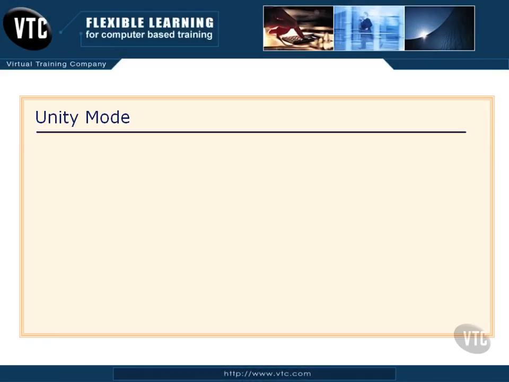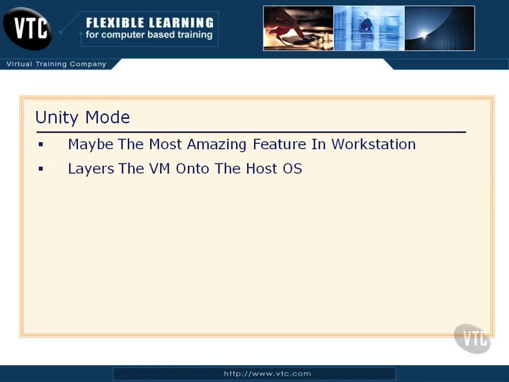In this video, I want to talk to you and demonstrate Unity Mode. Now this is probably one of the most amazing features, maybe the most amazing feature in Workstation or in the VMware products or in virtual machines anywhere, because Unity Mode lets us basically layer our virtual machine onto the host operating system. Now, the first time we saw virtual machines, it was really cool that we could load up a guest operating system in a window and run it and switch back and forth, but this takes that to another level, and this will actually display our virtual machine applications on the host system desktop.